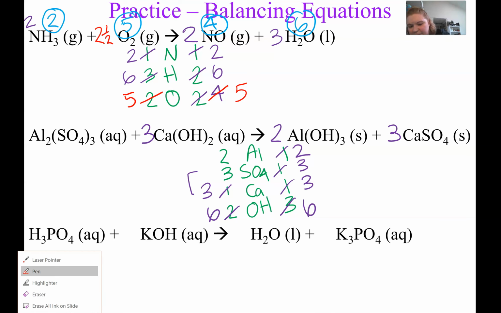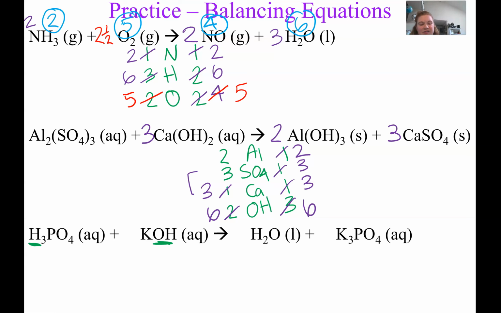We have phosphoric acid reacting with potassium hydroxide to make water and potassium phosphate. This is an acid-base reaction, and I know that because we're starting with an acid and we're reacting it with a base. Hydroxide is a type of base. And this is a reaction type that we'll talk about later on in this chapter.